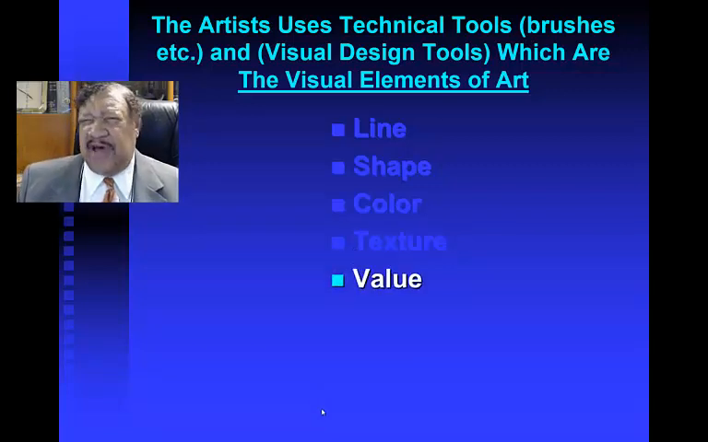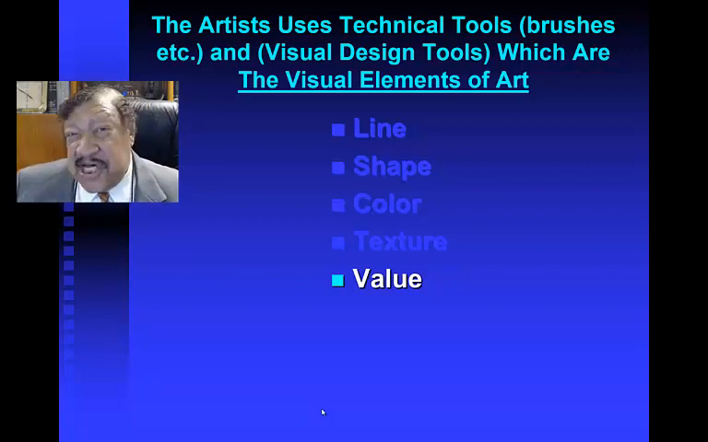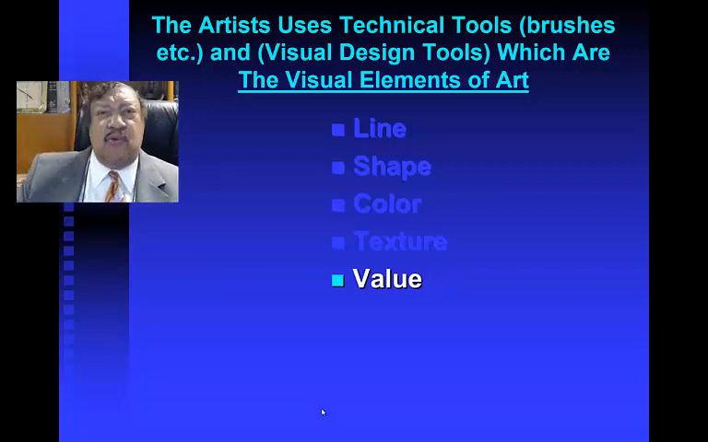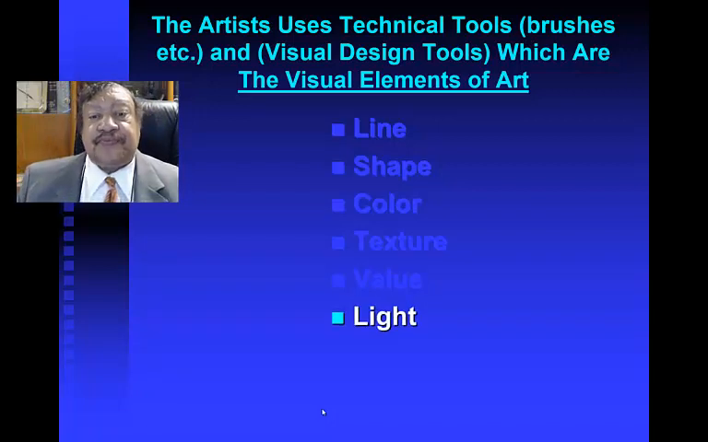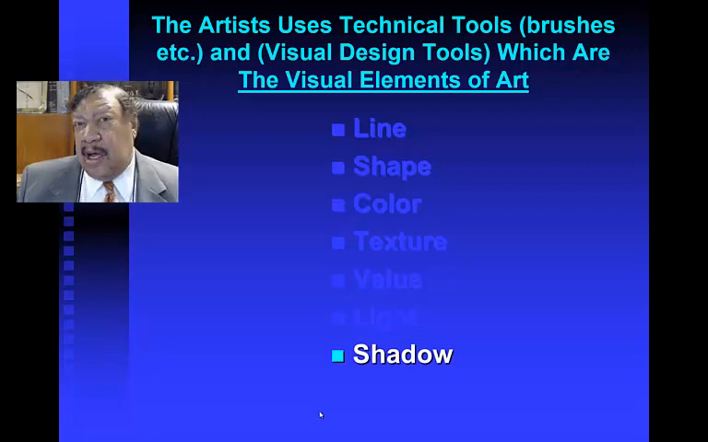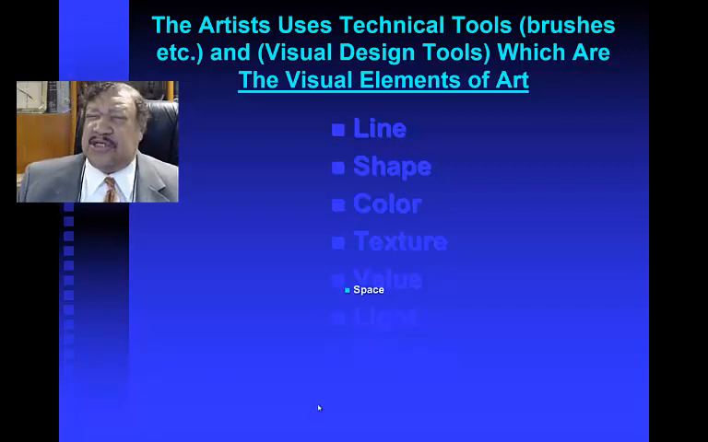Another element is value. We can have red, but we have many, many shades, even millions of shades of red, going from where we add white and red becomes pink, or we add black where red becomes brown. Light is a key factor, particularly to the sculptor and architect, but also to the painter, where the light is coming from, where the shadows fall. And then, of course, even shadow is used as a tool.